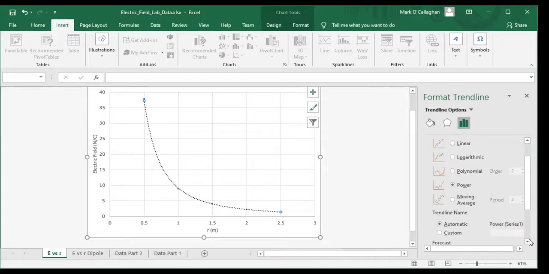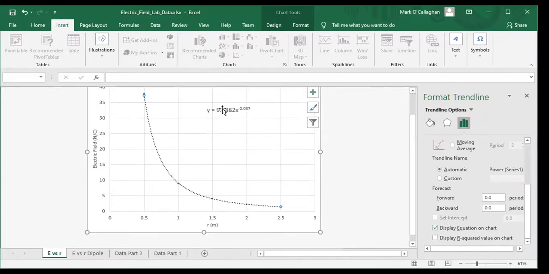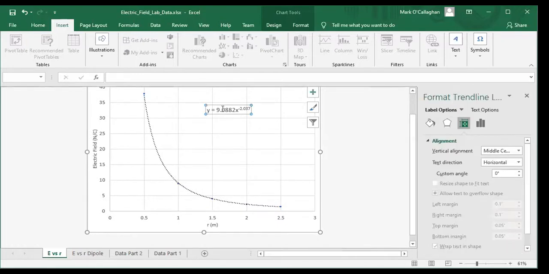And I want to display my equation, which I just had up, but I erased it. All right, so there's my equation. Let me make it even a little bigger for readability, because I'm older than you guys.